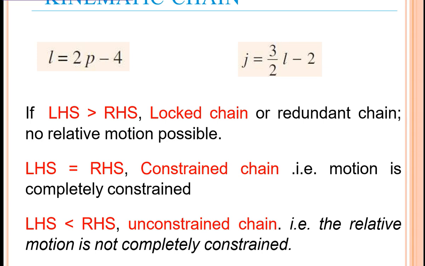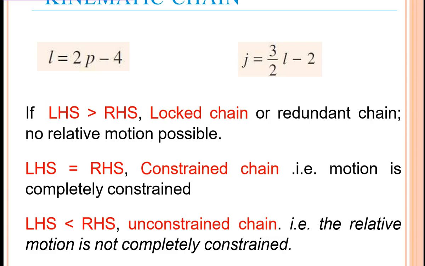So L is equal to 2p minus 4. If LHS is greater than RHS, then it is considered as a lock chain or a locked chain. So in this case, no relative motion is possible. This we are going to define when you want to identify whether relative motion is possible or not.